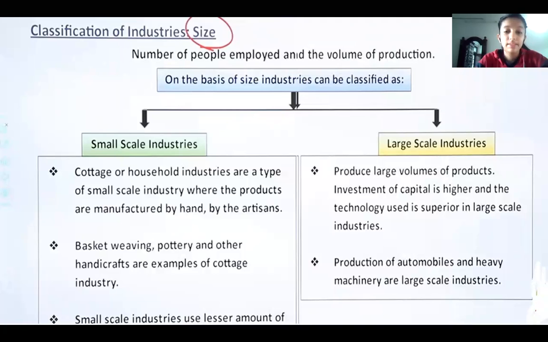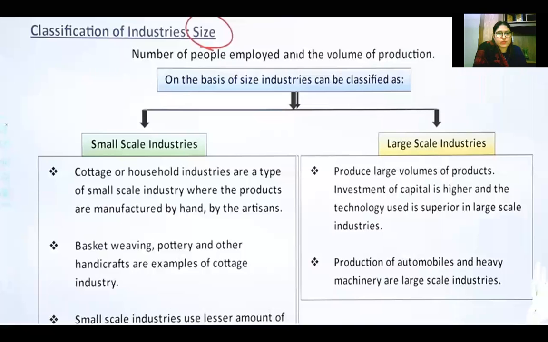Ma'am, in small scale industries, the products are manufactured by hand, for example, basket weaving, pottery, or other handicrafts. And in large scale industries, higher technology is used, for example, silk weaving and food processing industries.